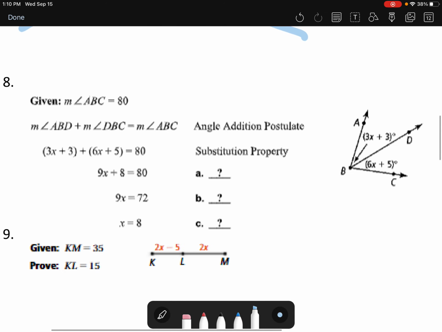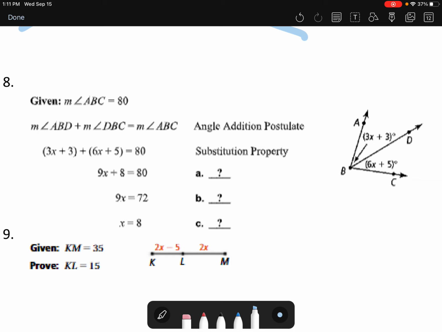I think we had this exact problem on the practice the other day that we did together. Measure of ABC is 80 degrees. It tells us from angle addition that you can add those two smaller angles together and get the larger one. And with substitution, we swap out all of the geometric terms in that equation and turn it into an algebra problem. We swapped out the geometry for the algebra.